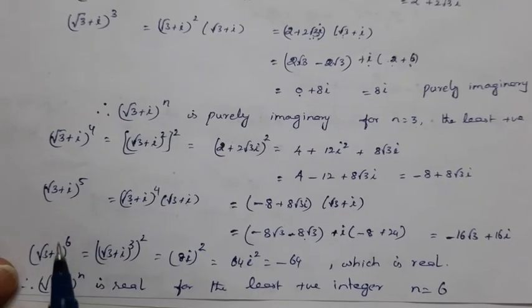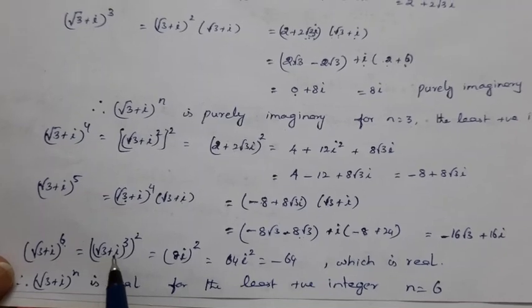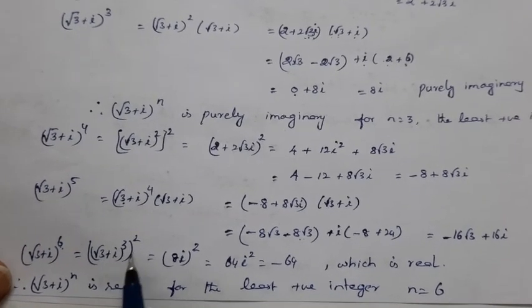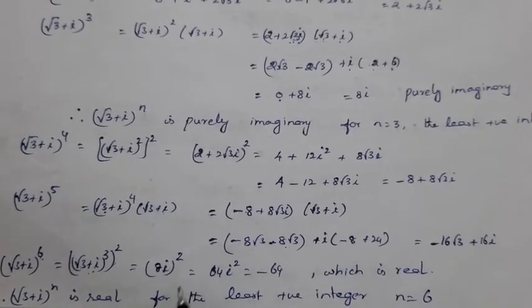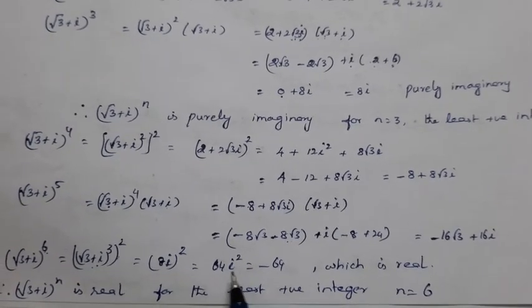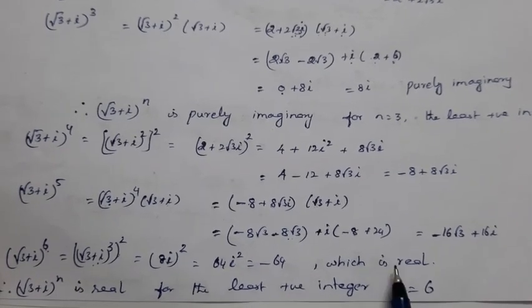Now let us go to the next power, power 6. (√3 + i)^6 can be found by using ((√3 + i)^3)^2. What is (√3 + i)^3? That is equal to 8i. (8i) squared means 64 i squared. I squared being minus 1, it is minus 64. So here you don't have any imaginary part, which is a real number.